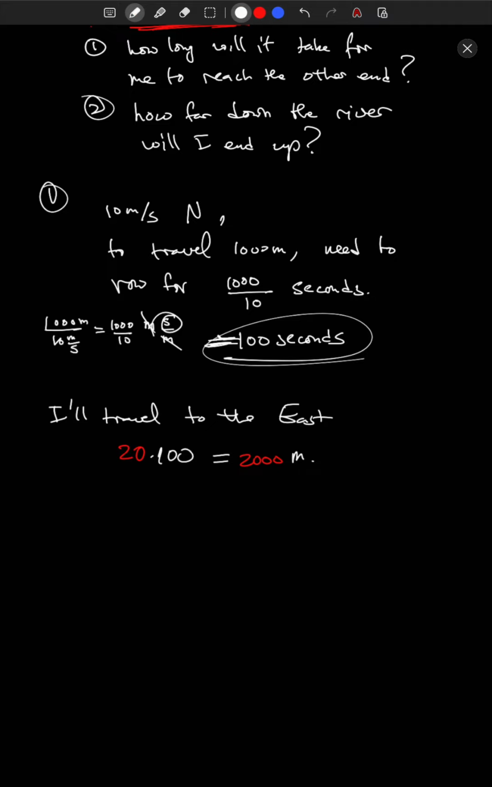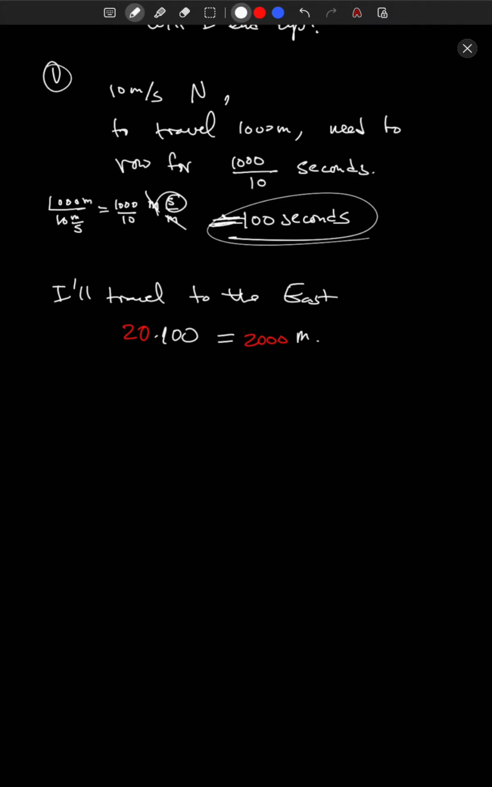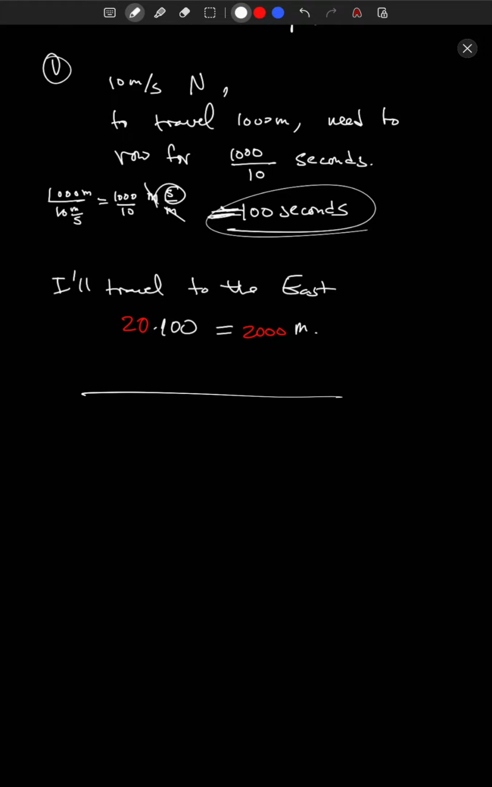Okay? So we can choose to do the problem this way. If you want to think about it in terms of vectors, what's happening is I'm rowing 10 meters per second north, and the river is pushing me 20 meters per second east. So my overall velocity is going to be the sum of these two vectors. So the direction in which my boat is actually moving is that direction right there, the sum of these two vectors.